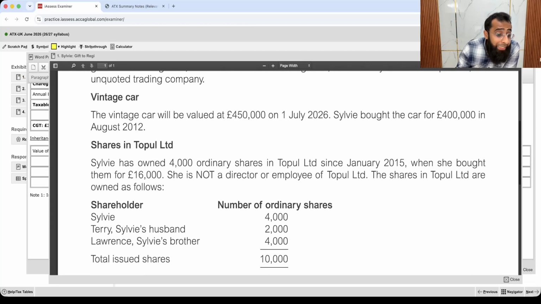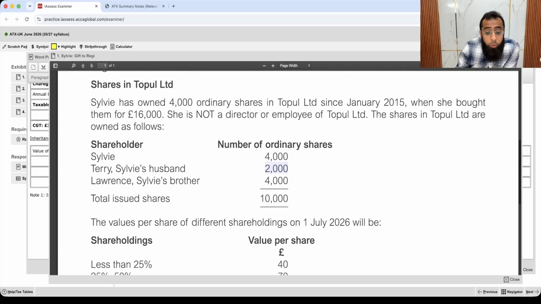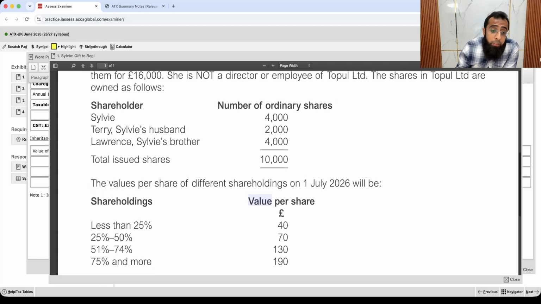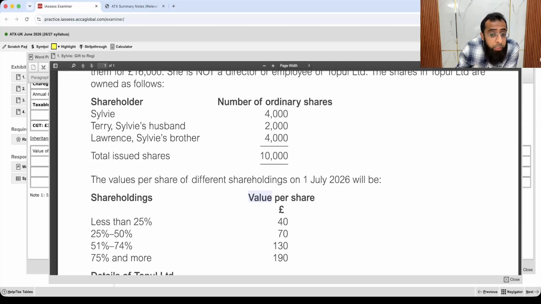Sylvie's husband, Kenny, owns 2000 shares. So now your 4000 shares are 40%. But if I take the impact of your related party, this becomes 6000 shares, which is 60% shareholding. And at 60% shareholding, each share is worth £130.